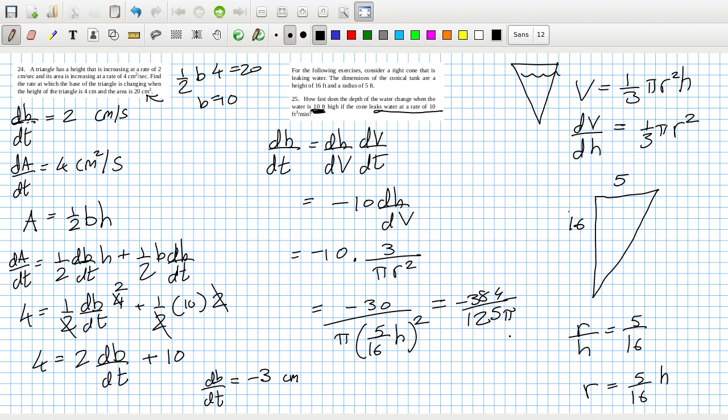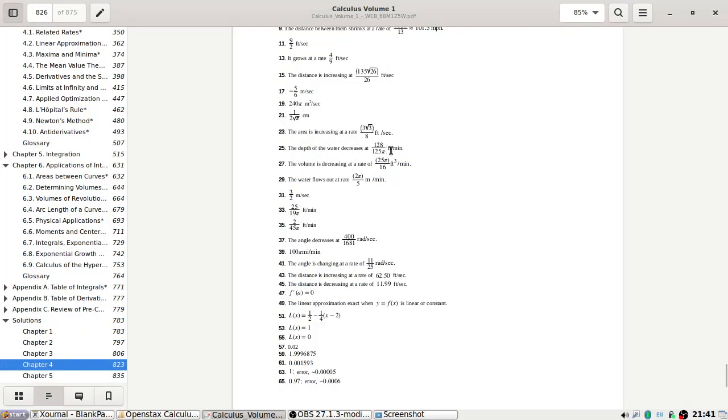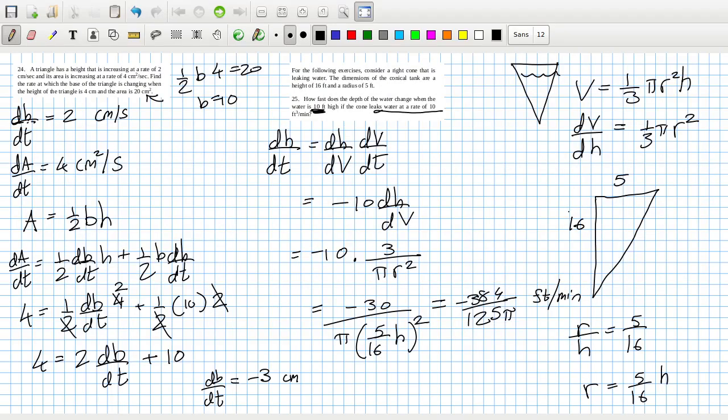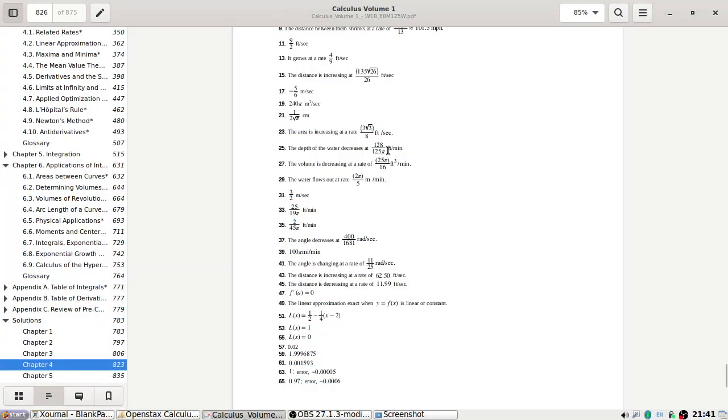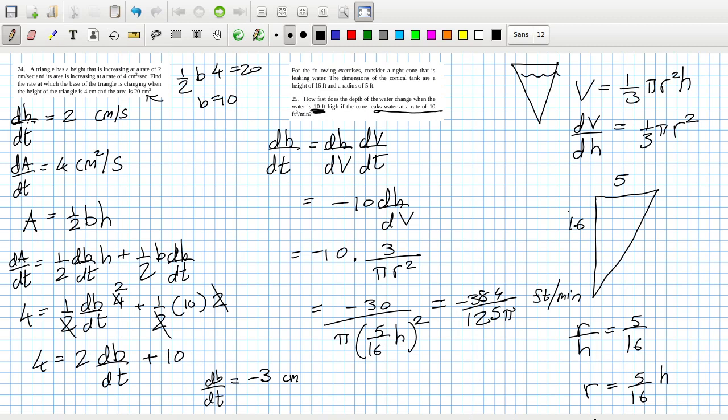-384/125π feet per minute. Question 25. 128/125. I have the 125, but not the 128.